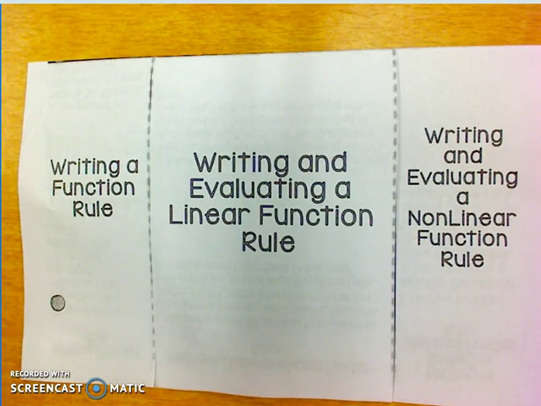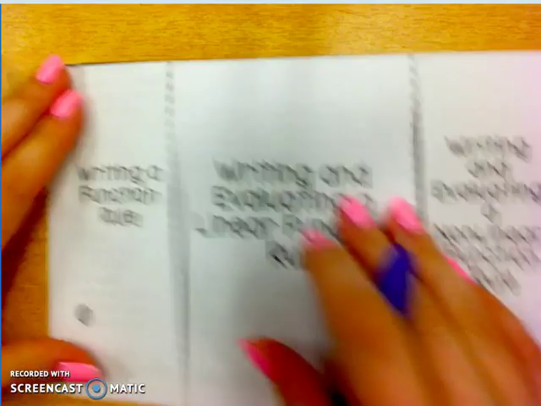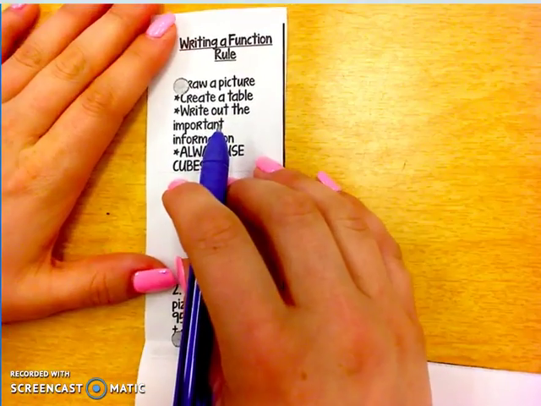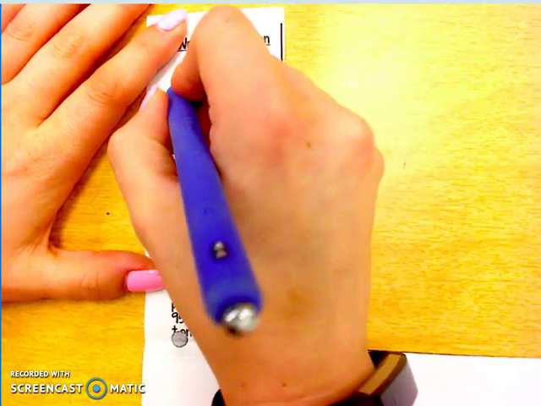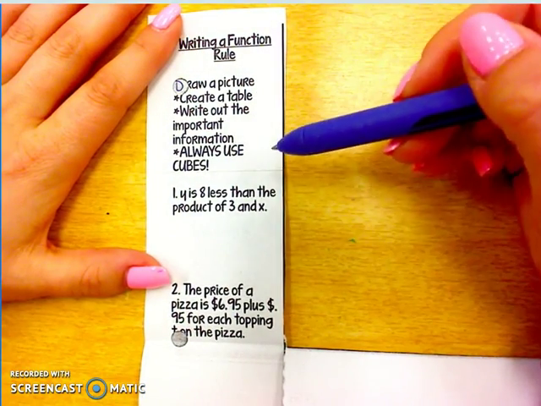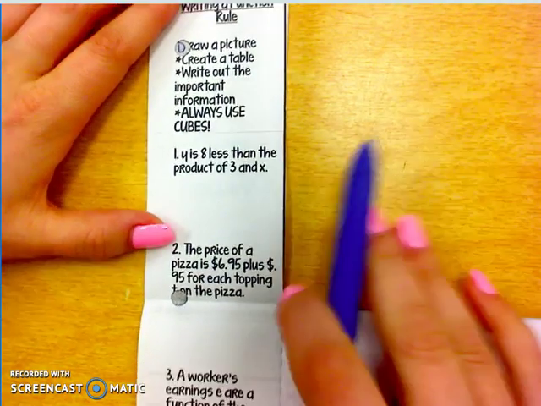This lesson is on writing and solving function rules, linear and nonlinear. So first, we're going to start by writing. Some helpful hints are here at the top. That should say draw a picture. You should create a table, write out the important information, and use cubes.